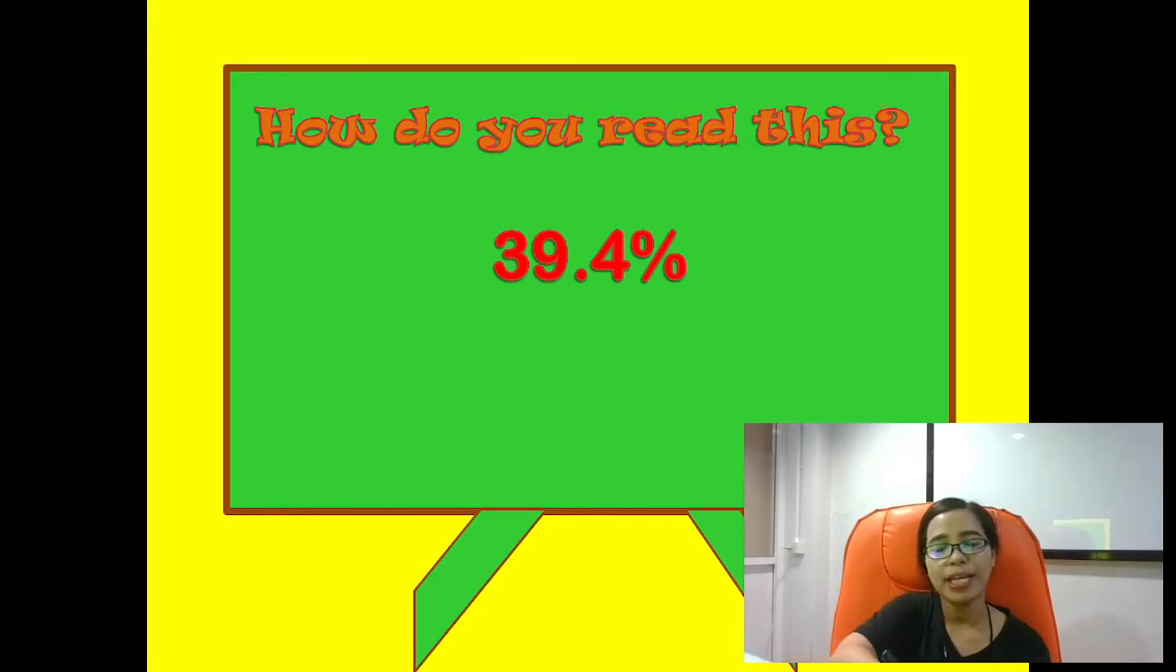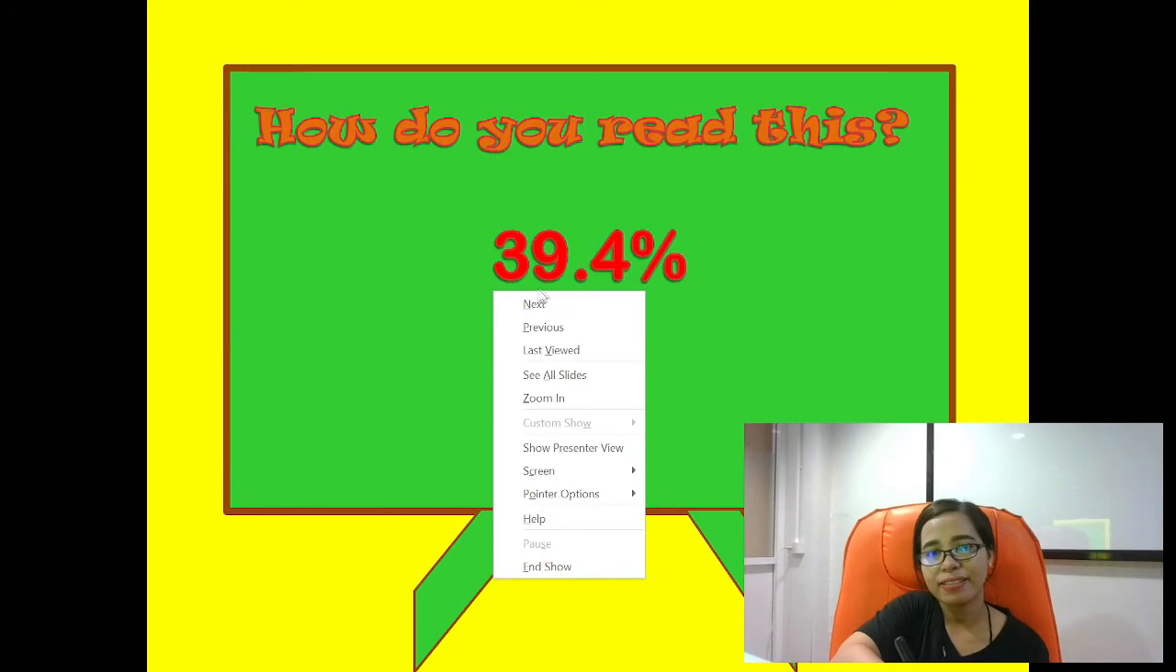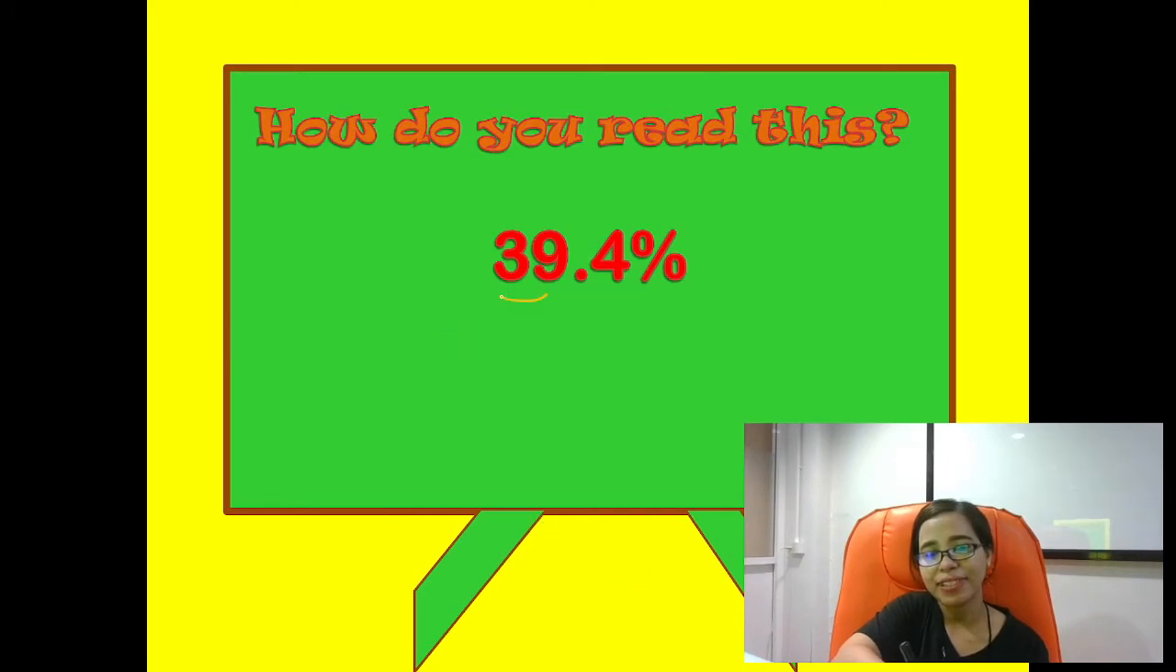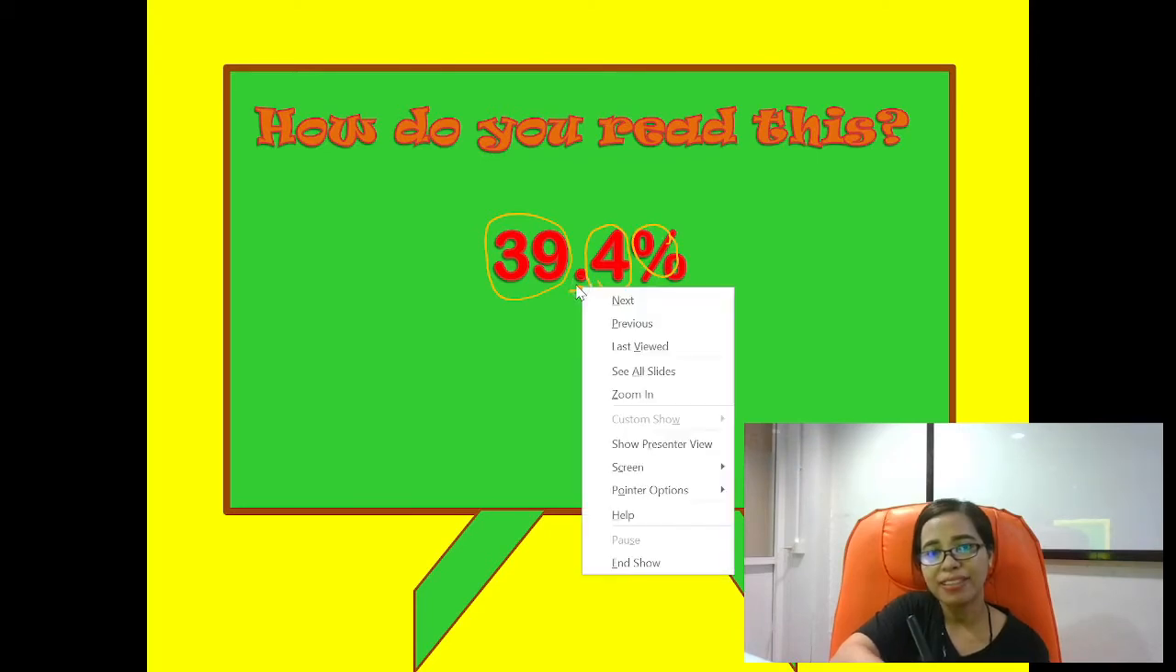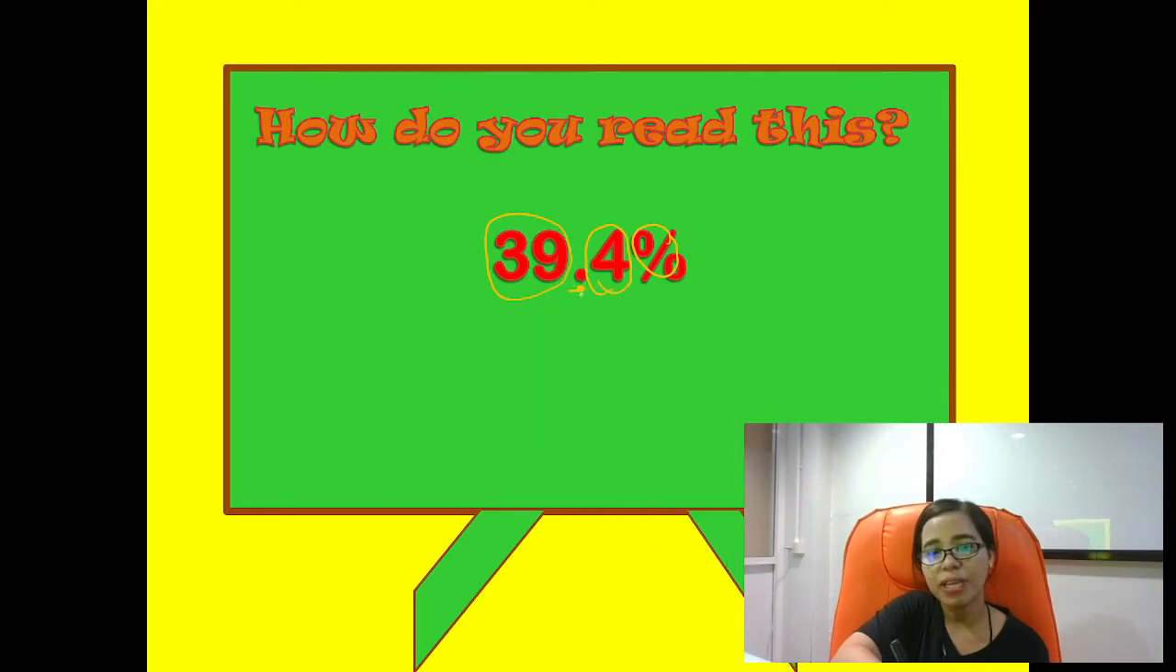Okay, so a while ago we studied about numbers with a percent, right? So that is 10%. How about now? We have here the number 39 with a period, and 4, and the percent symbol. If we have the period together with the numbers, we read it as point. So period is read as point.